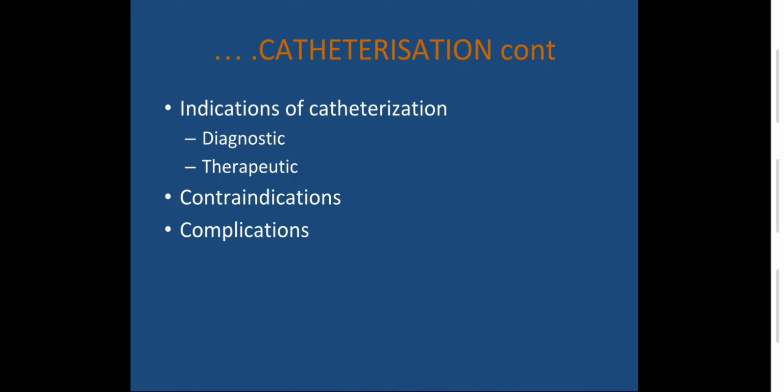Complication of urethral catheterization, we have early complications and late complications. Early complications like trauma to the urethra, bleeding, injury, perforation of the urethra. Also we have dysuria and suprapubic pain. We have infection. We have also allergy to the material. We have failure to insert the catheter.